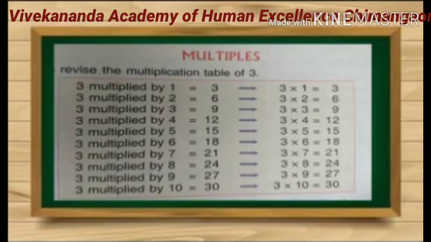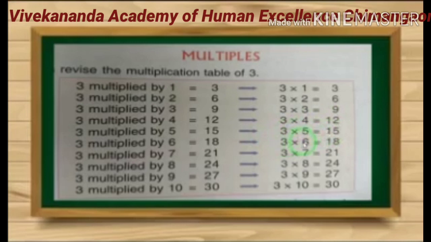3 multiplied by 1 is equal to 3. It means 3 ones are 3. 3 multiplied by 2 is equal to 6. It means 3 twos are 6. 3 multiplied by 3 is equal to 9. It means 3 threes are 9.